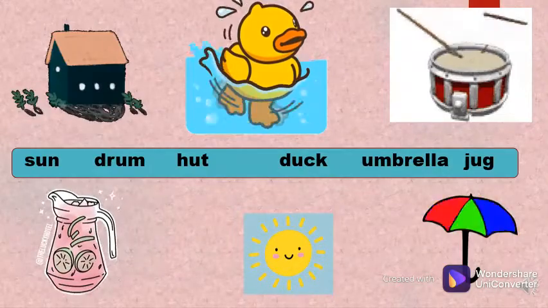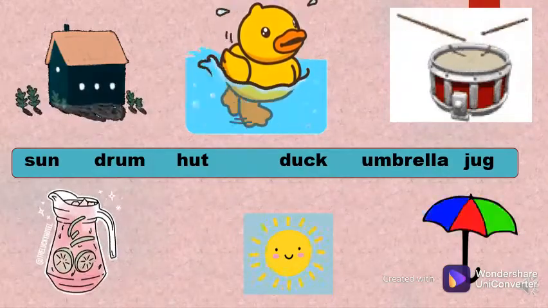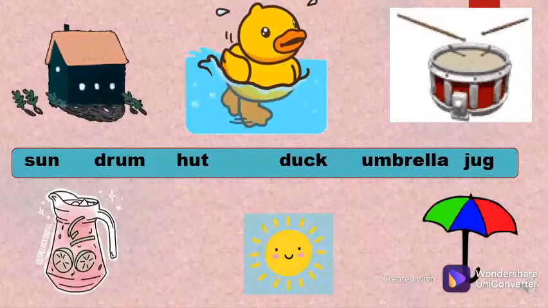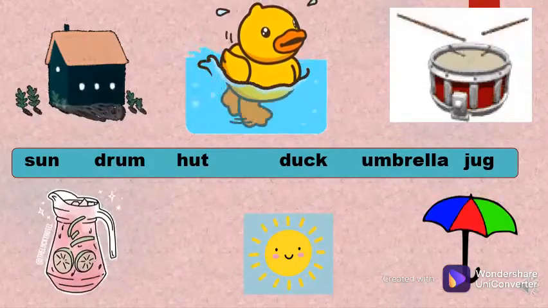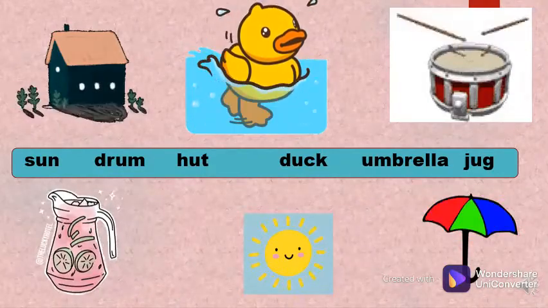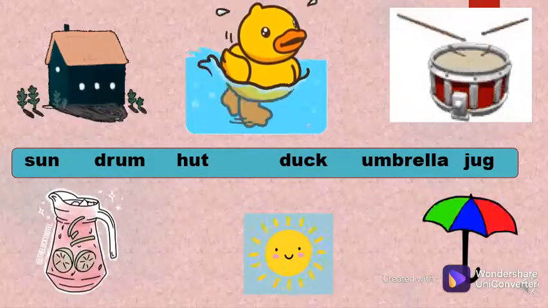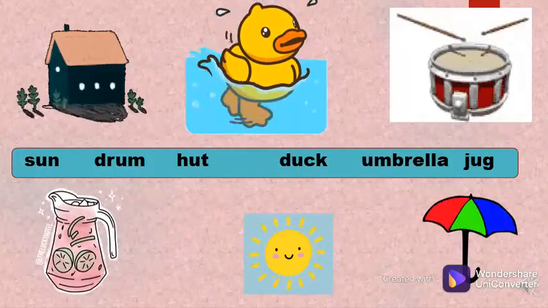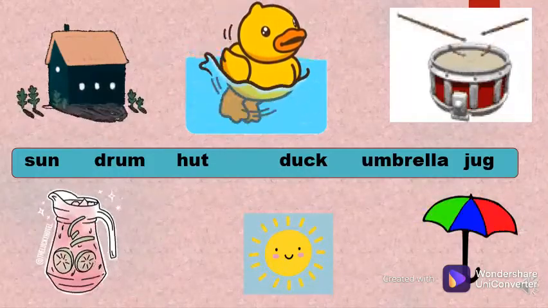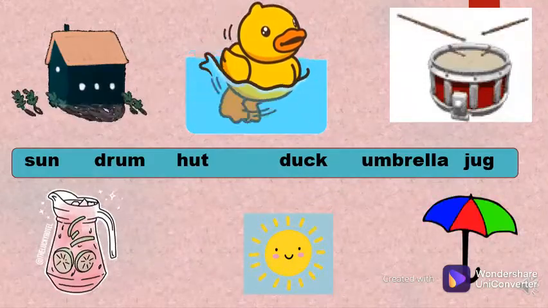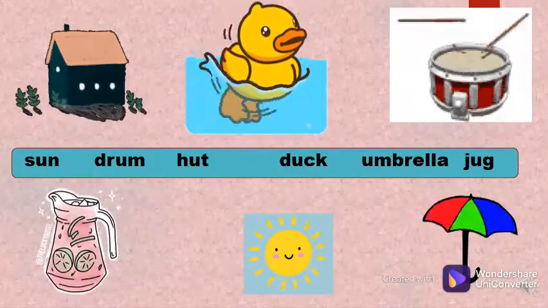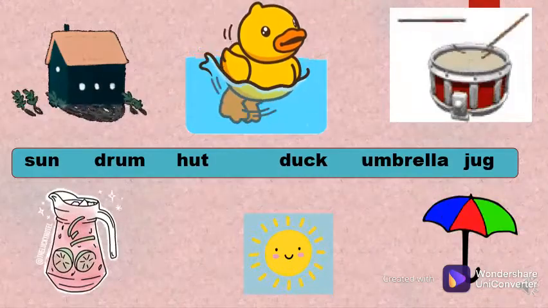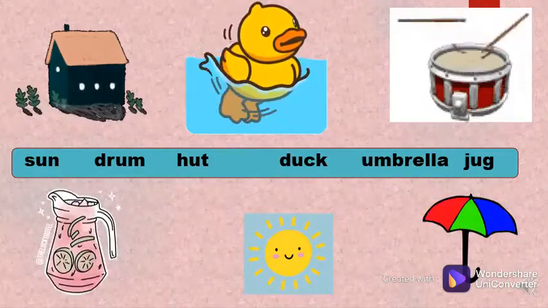Then duck, D-U-C-K, duck. Then umbrella, U-M-B-R-E-L-L-A, umbrella. Then jug, J-U-G, jug. So match it with the correct picture, say it properly and learn the spellings properly.